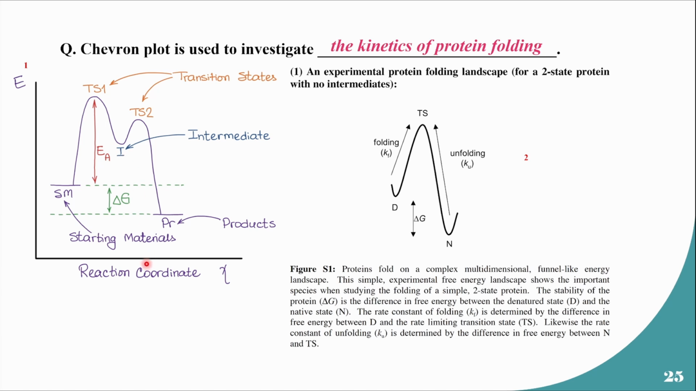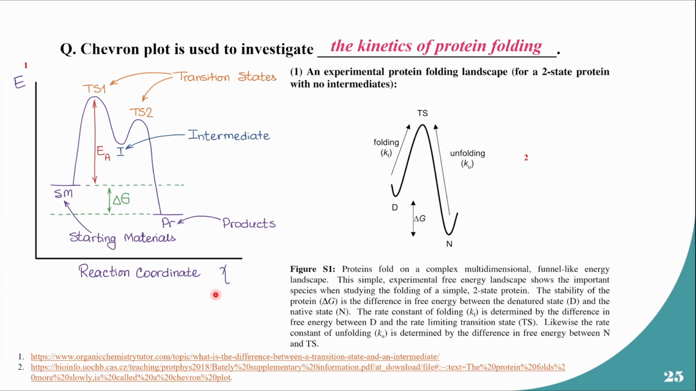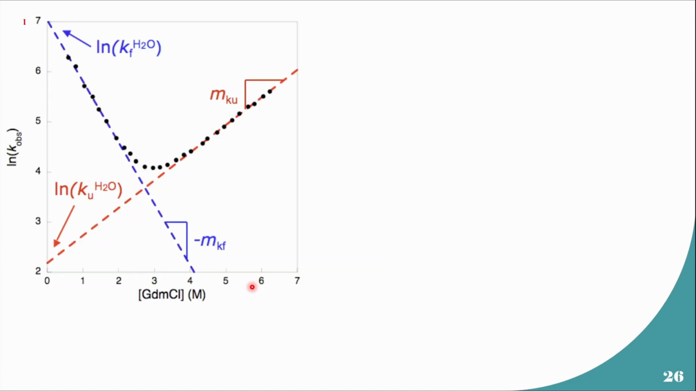Okay, so that is basically where chevron plots come into play. This is the kinetics of protein folding. And if you talk about the chevron plots, firstly, I have used the references as mentioned here. You can go through these links and look at it in a bit more detail. But if we talk about the chevron plots in particular, it will look something like this.